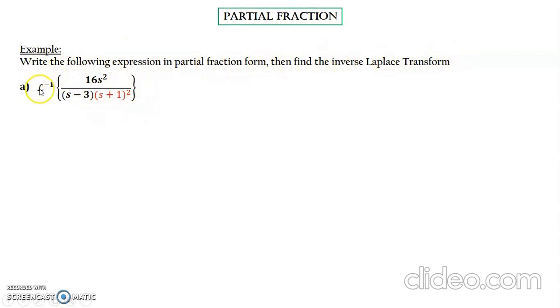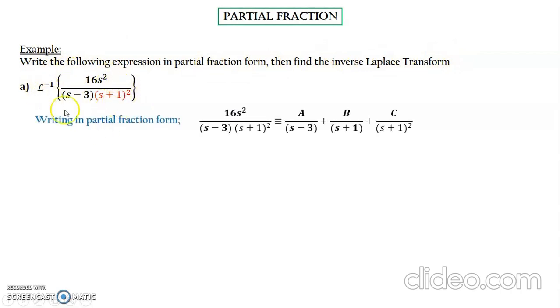Okay, so daripada persamaan ni, kita kena rewritekan dalam bentuk partial fraction form. Okay, so dekat bawah ni, denominator dia adalah dalam bentuk the power of n. Okay, so apa kita boleh buat? Kita ada s tolak 3 and kita ada s tambah 1 kuasa 2.